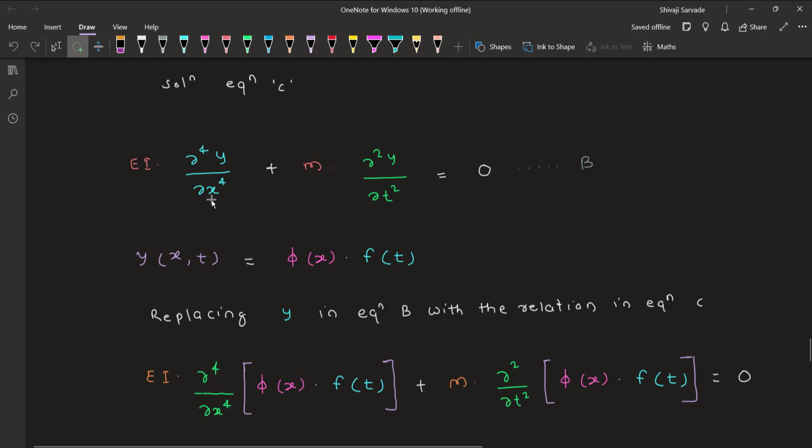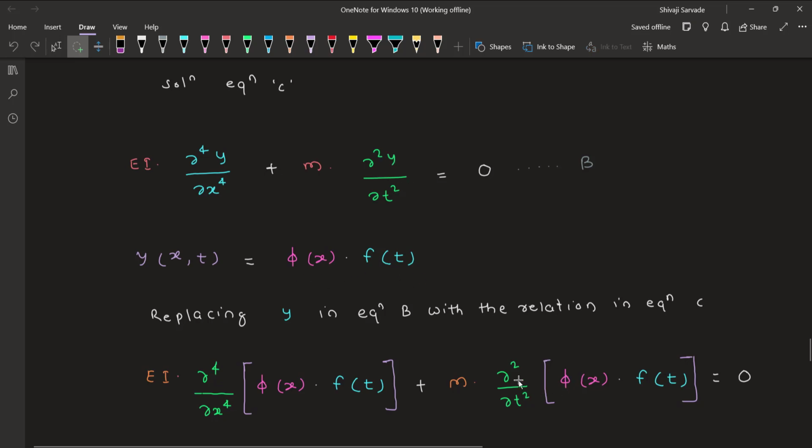EI ∂⁴/∂x⁴ remains as it is, and we'll replace this y with φ(x) f(t). So here what is written is exactly the same, replacing y with φ(x) f(t). Here also we have y, so again we'll replace that y with φ(x) f(t).